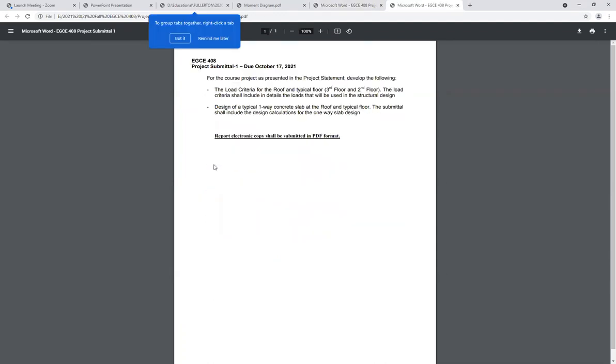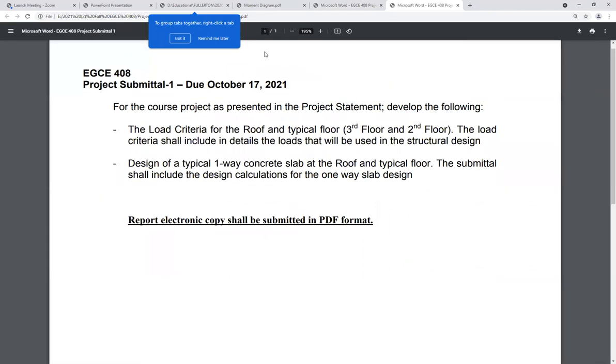Okay, so what is the submittal name? It says it's going to be due October 17th. All right? And of course, we're going to have time to chat on this. So be sure that when we come here next time, we talk about this. You tell me what you have started, what you have done, have questions. It says what I need from you is to do the load criteria for the roof and typical floor, which is the third and second. It's composed here of 3 levels. So I want you to do the load criteria.